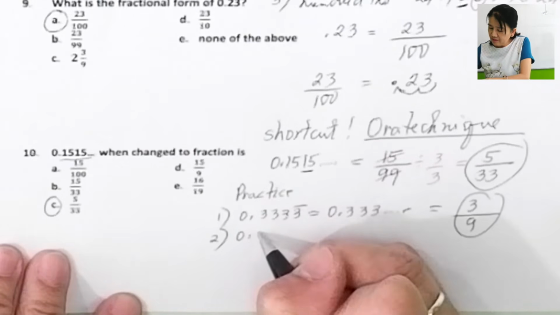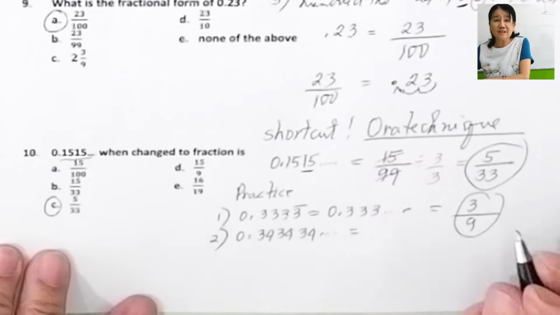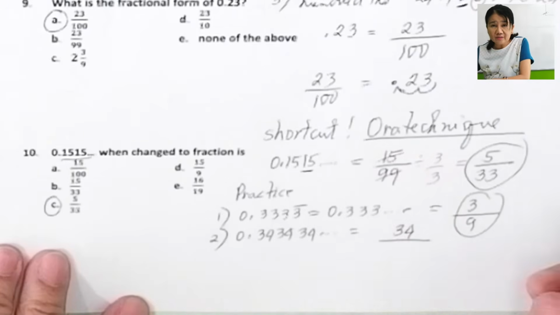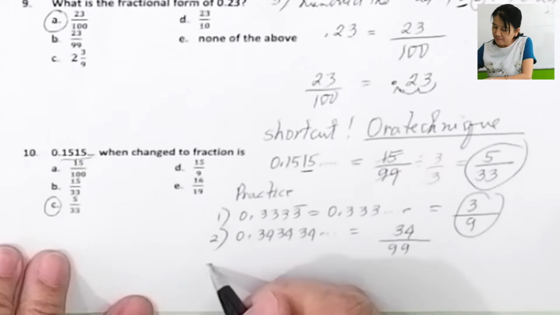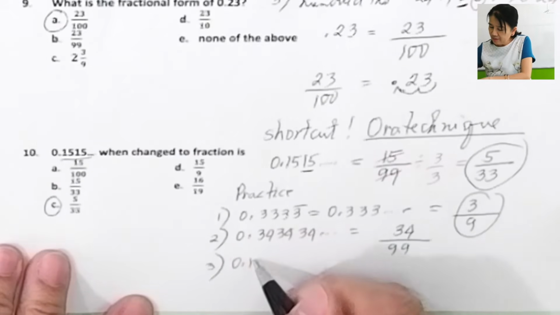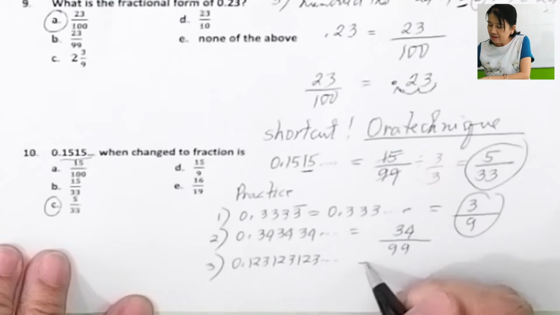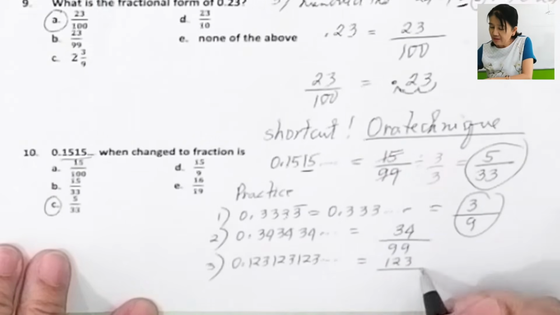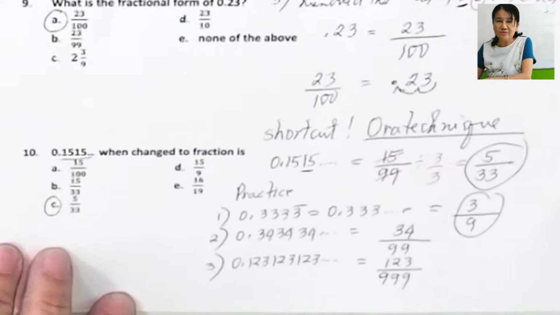Next, number 2. Let's say we have here 0.343434 dot dot dot. What's the technique? Copy the repeating decimal 34. There are 2 repeating decimals, so over 99. Number 3. Let's say we have here 0.123123 dot dot dot. What's the technique? Copy the repeating decimal 123. There are 3 decimal places repeating, so over 999, and so on and so forth.